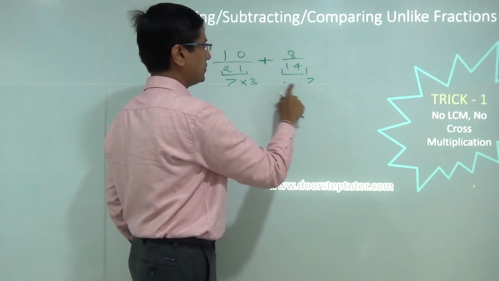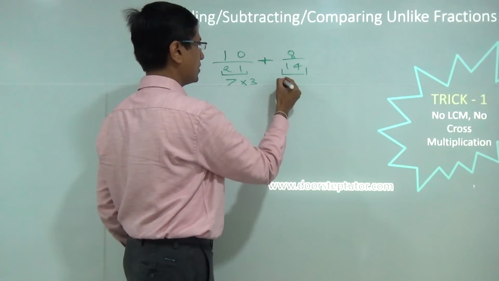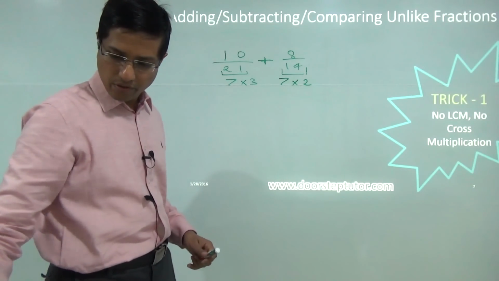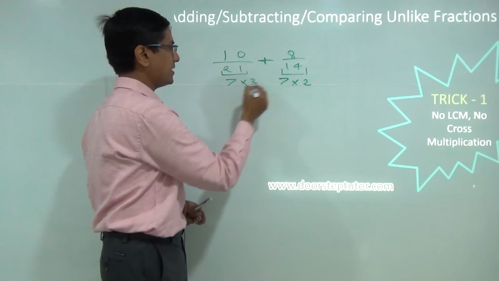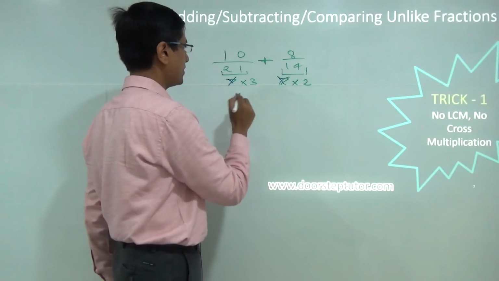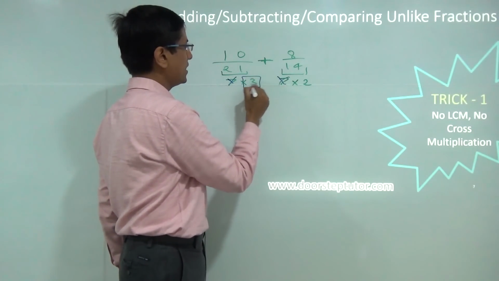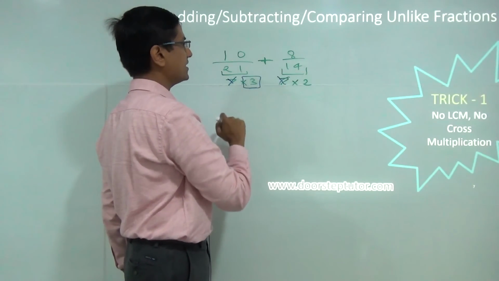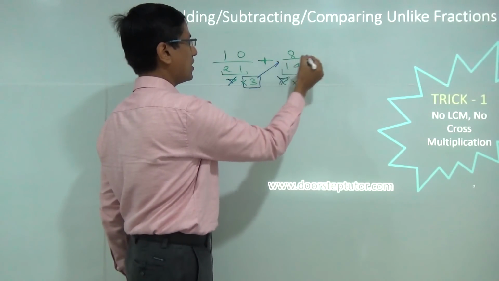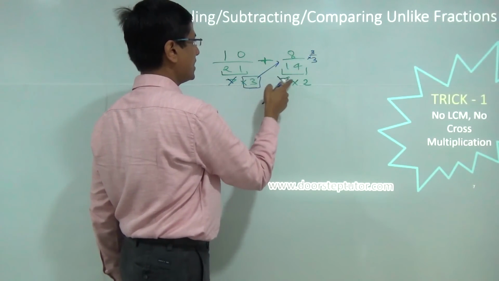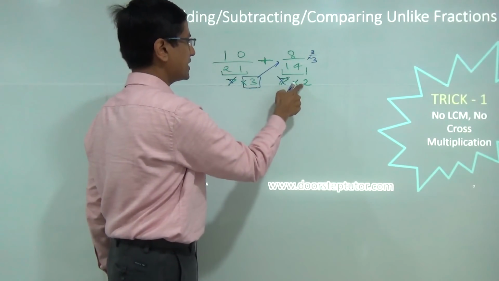Just for similarity, let me write it the other way around, 7 into 2. Now here we'll ignore this 7 because it's common in both the numbers. So just ignore 7, forget it's there. This 3, in this fraction 8 by 14, the 3 doesn't exist. So I multiply this fraction by 3 by 3, and in this fraction 2 doesn't exist.